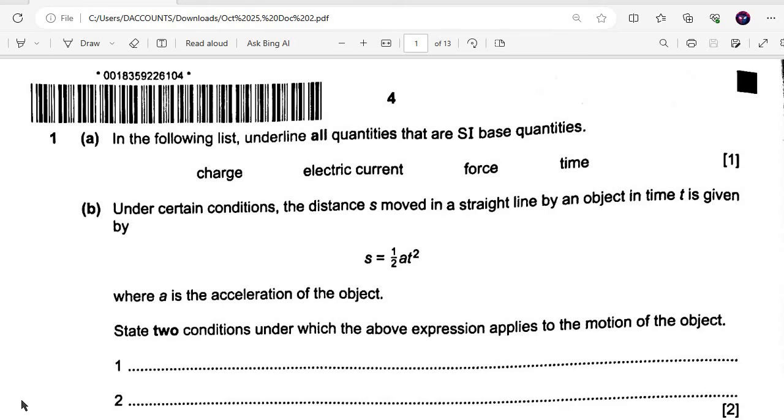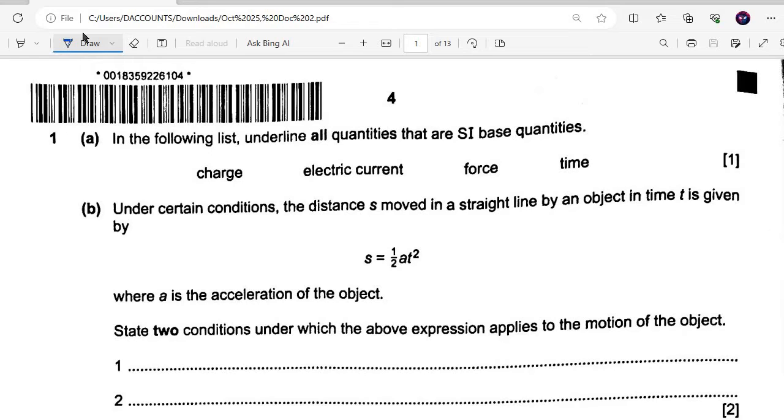Looking at Physics Paper 2, Variant 2, October/November 2023, AS Physics. The first question is: in the following list, underline all the quantities that are SI base quantities.